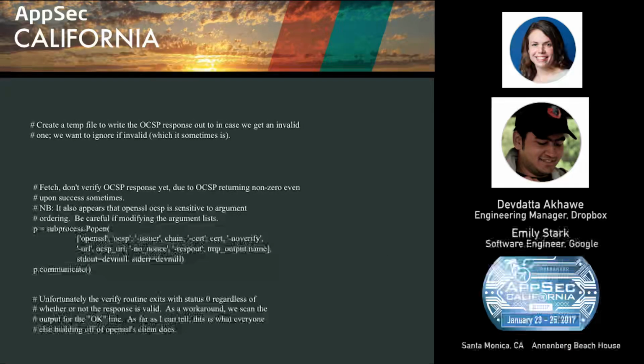Yeah, so the first thing it does is create a temp file to write the OCSP response. The reason we want to do this is because we often get invalid responses, and so we want to check and ignore these invalid responses. So first create a temp file to fetch the OCSP response. Then we fetch, but don't verify the OCSP response during the fetch, because the OpenSSL OCSP command will return non-zero even upon success. So you can't really trust the exit status of the OpenSSL OCSP command.